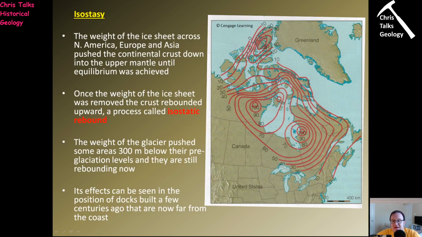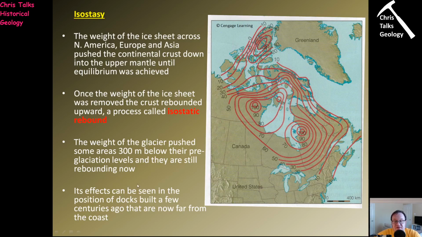So if we look at this map here, this is a map that shows us the isostatic rebound of northern Canada. So essentially 100 is the area with the greatest rebound, and down around 10 and 0, that's the area with the least rebound. And so these areas, number one, is showing us, well, these areas were definitely covered in very thick ice, weren't they? So that's what's causing the isostatic rebound. It's just simply the removal of the weight, and the crust is just popping back up. Okay, so the weight of the glaciers pushed some areas about 300 meters below their pre-glaciation level. So that's a pretty substantial drop.